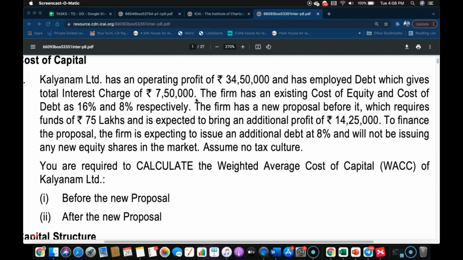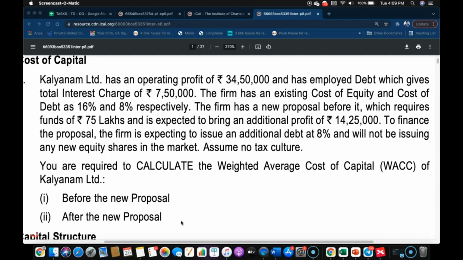The firm has an existing cost of equity and cost of debt of 16% and 8% respectively. The firm has a new proposal before it which requires funds of 75 lakhs and is expected to bring an additional profit of 14,25,000. To finance the proposal, the firm is expecting to issue an additional debt at 8% and will not be issuing any new equity shares in the market. Assume no tax. You are required to calculate the weighted average cost of capital of Kalyanam Limited before the new proposal and after the new proposal.